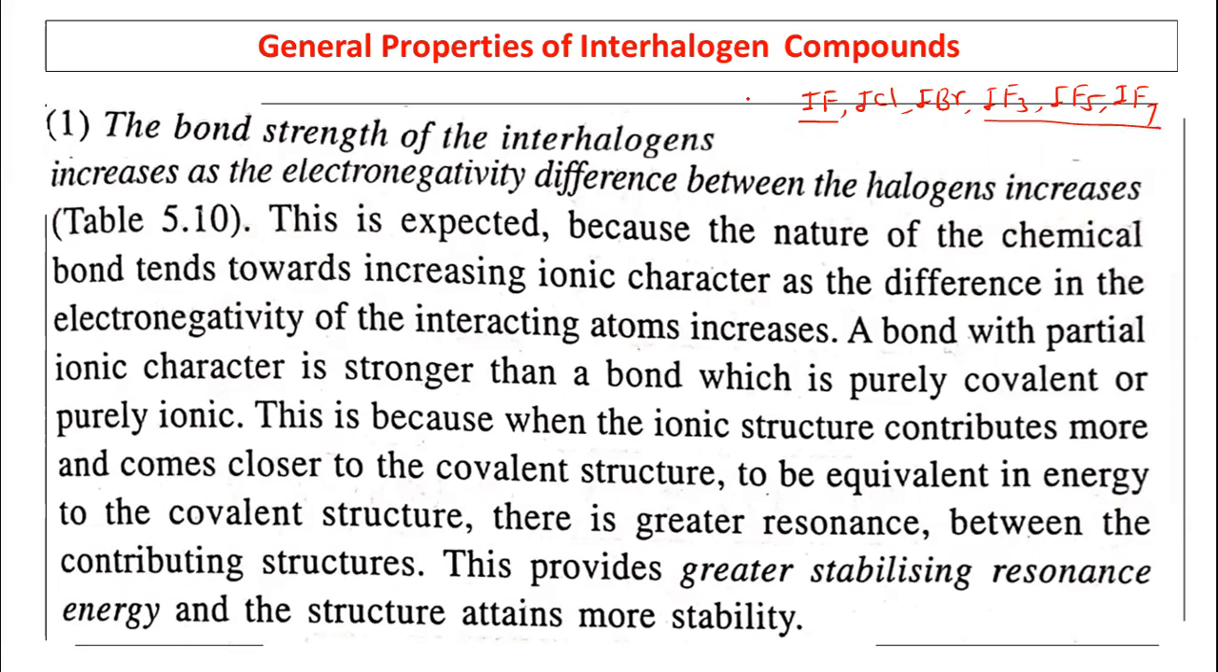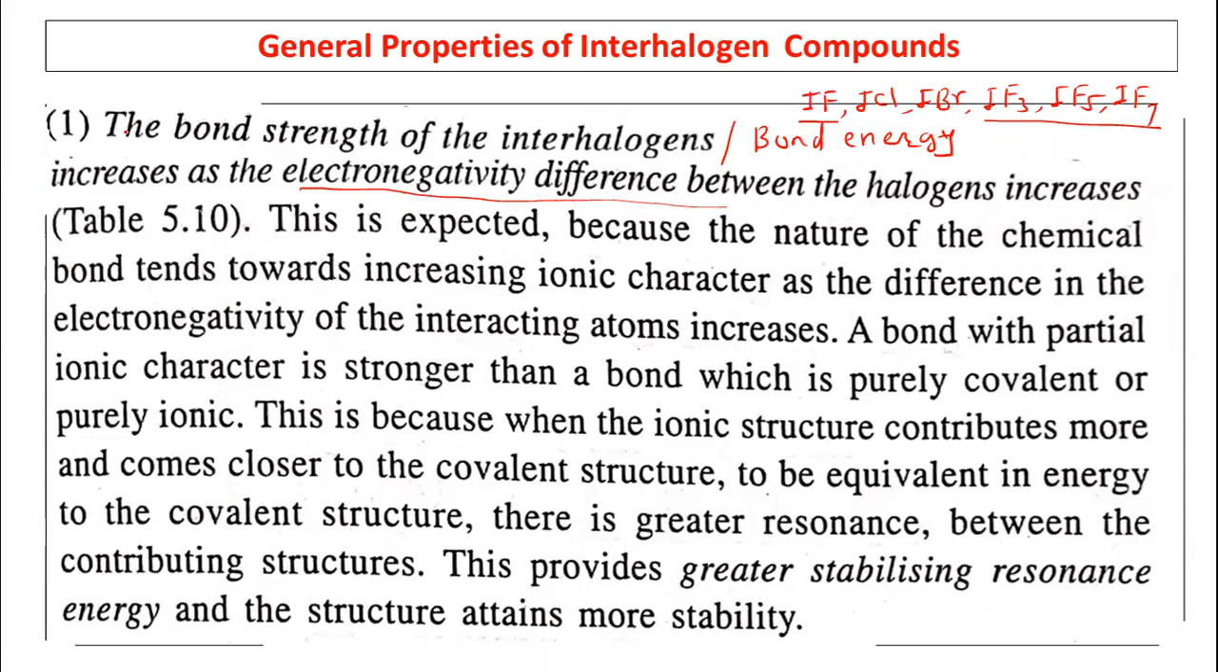So let us now discuss the general properties of interhalogen compounds. The first property is the bond strength or bond energy of the interhalogen compounds. The bond strength of interhalogens increases as the electronegativity difference between the halogens increases. Larger the electronegativity difference, greater is the bond strength.